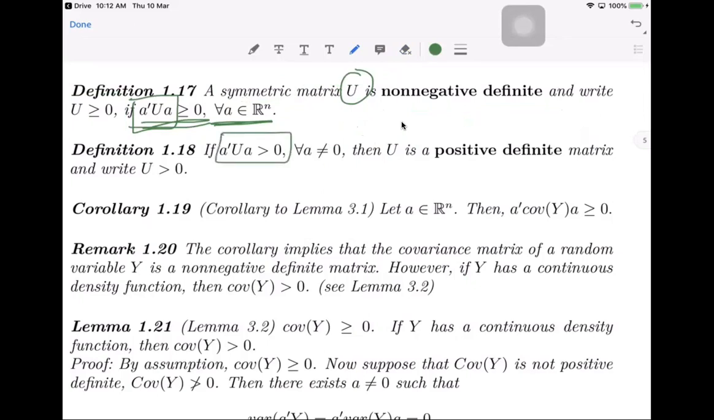Also, if you can find an A not all equal to 0 and you pre-multiply it by U, and what you get is positive, then U is positive definite, and we write it in this manner. So this is read that U is positive definite. This is read that U is non-negative definite.